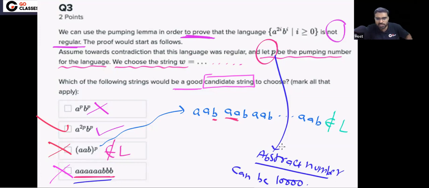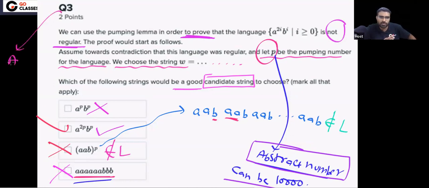Did you understand this? This P is an abstract number. This P is not a specific number. It can be any number: 10,000, 10, or 100. I hope this point is clear. So for this question, the answer will be only option B. This string will always help you.